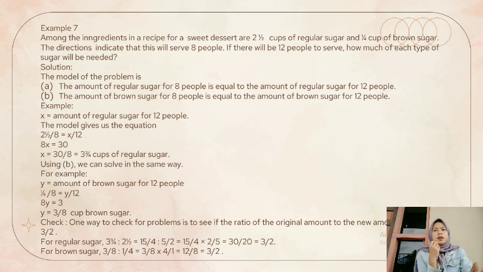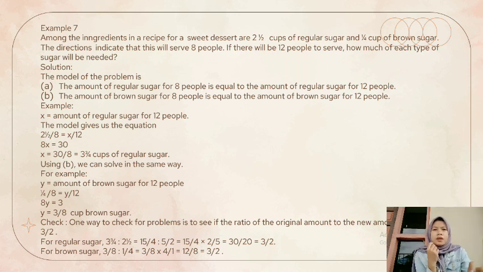For example, x equals amount of regular sugar for 12 people. The model gives us the equation (1/2)/8 = x/12. By cross multiplying, we get the result 8x = 6. To find the value of x, we divide both sides by 8 to get x = 6/8 = 3/4 cup of regular sugar.